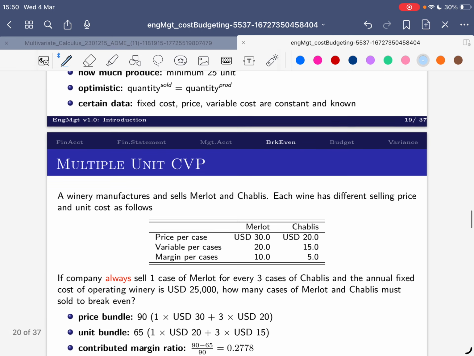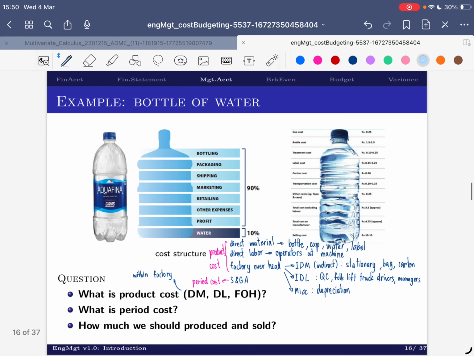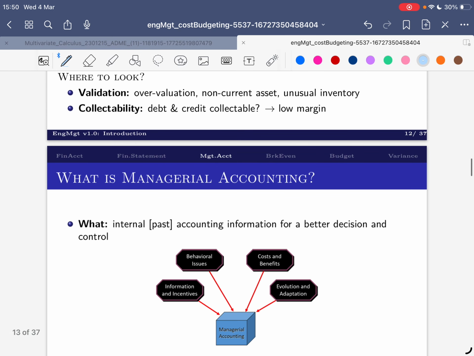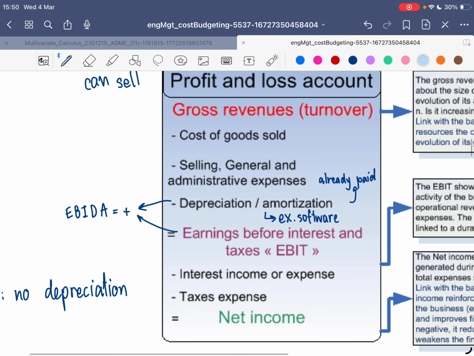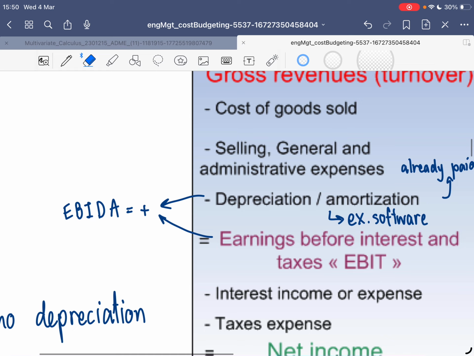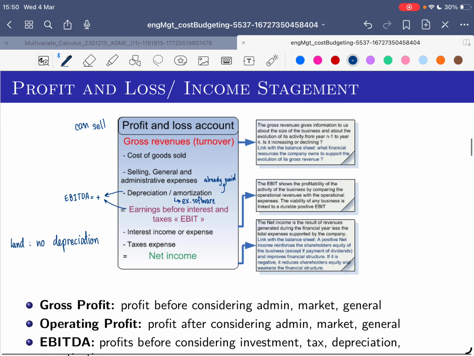So I will stop here and make sure that you understand the key concepts. I would say that my exam will have a key concept part and an application part. That's it for today.